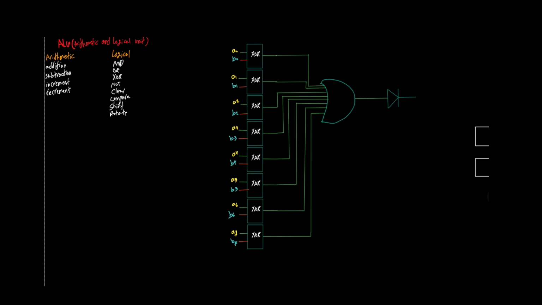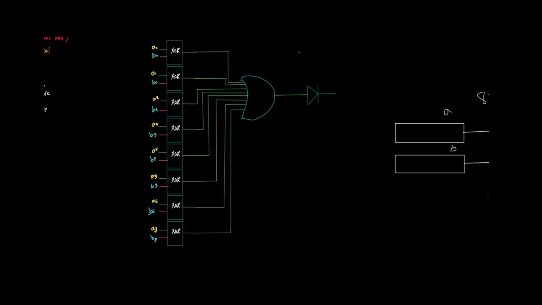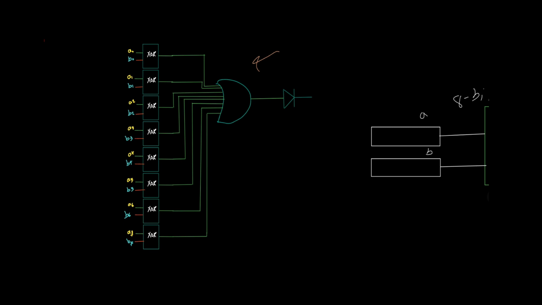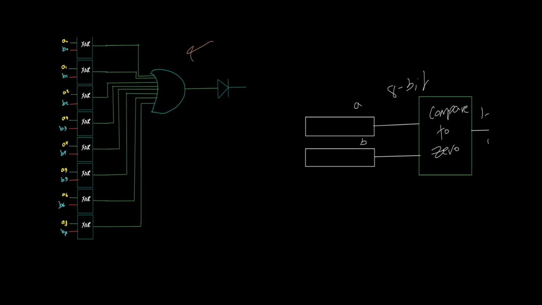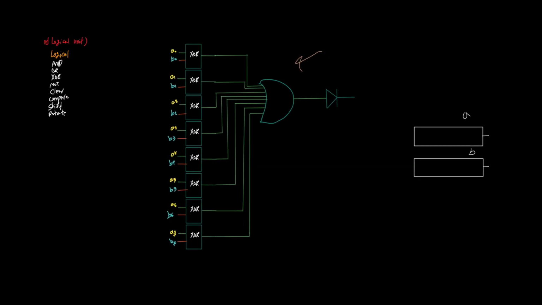One other circuit that I wanted to show you is this one, which is for comparing. What we want to do is compare to 0. We want to show you one thing. You see, this circuit has one 1-bit output and two 8-bit inputs.